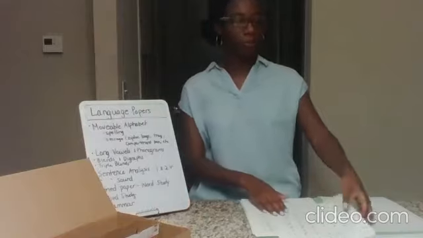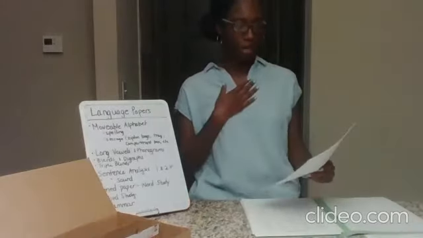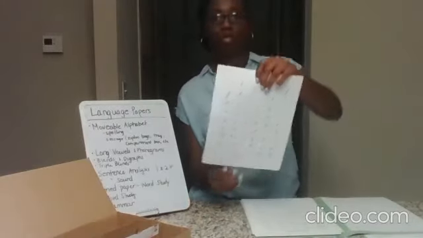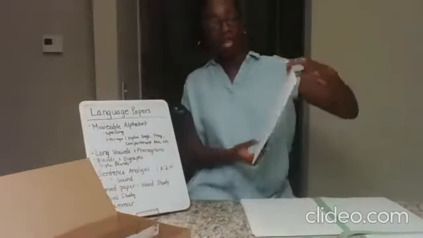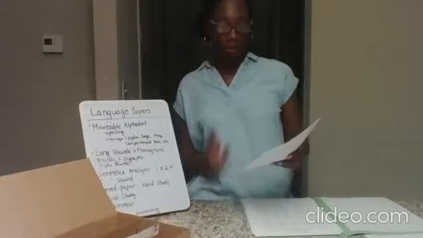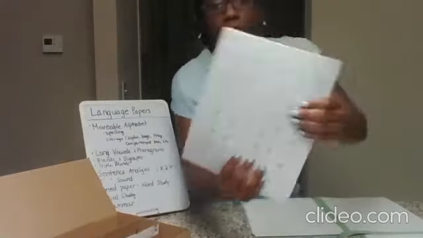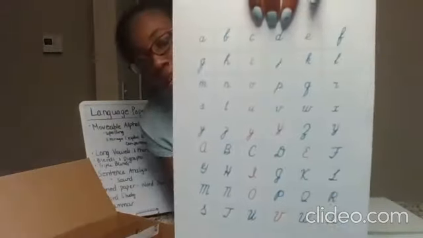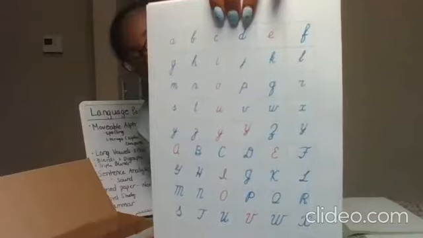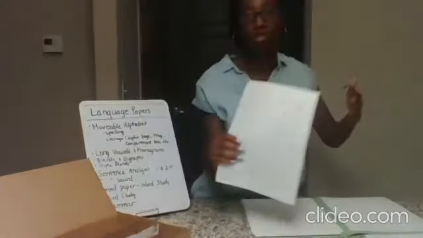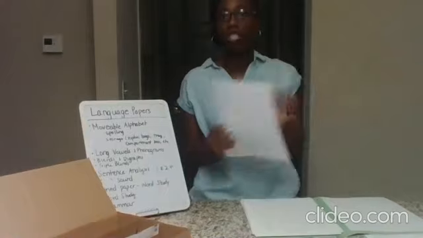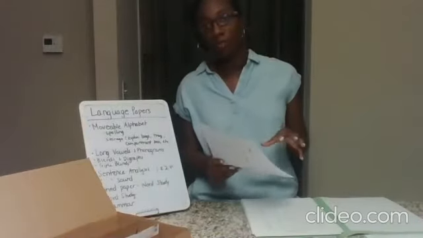Okay, so again, this is cursive, lowercase and uppercase. The red letters are the vowels, and blue is the consonants. Now, one thing you will notice is that Y is blue and red, because we've explained to students that typically Y is a consonant.